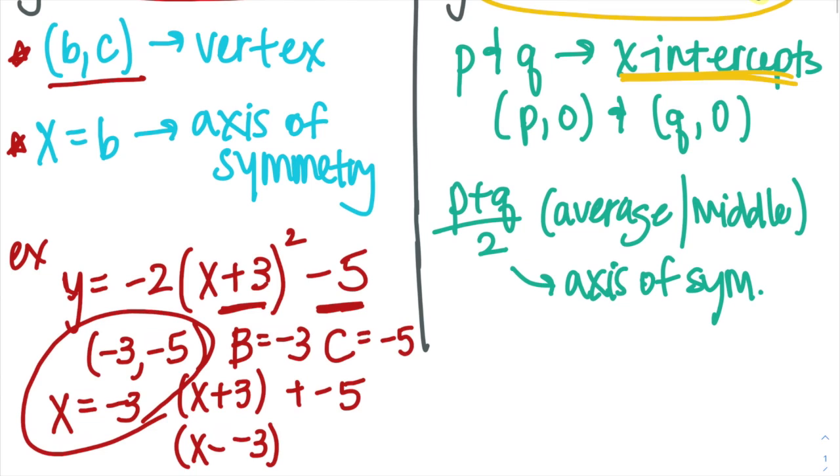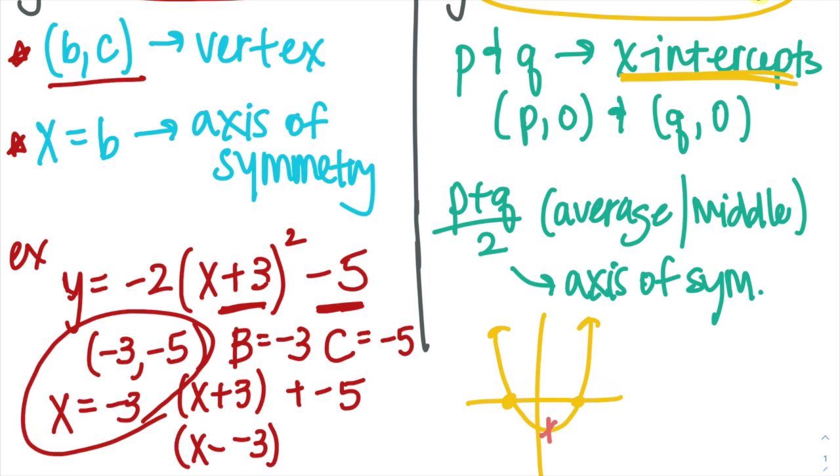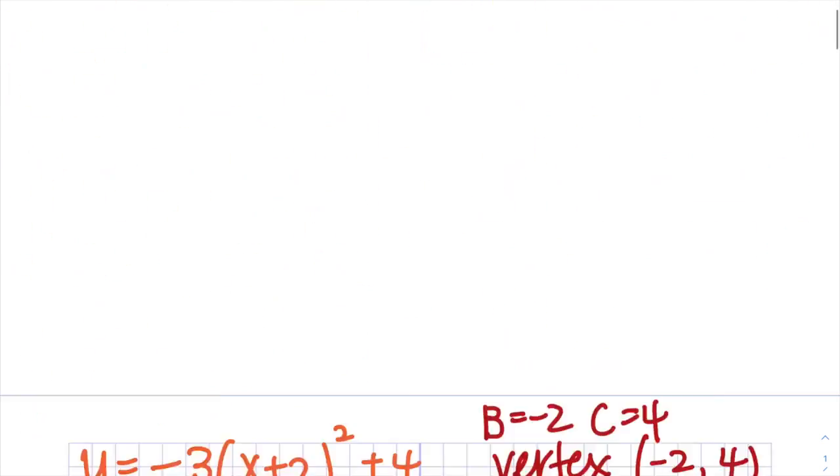The only thing we need now is our axis of symmetry or our vertex. Well, when you graph a quadratic and you have your two x-intercepts, the vertex is right in the middle of those two numbers. So if you find the average of them, p plus q divided by 2, that tells you where your axis of symmetry is and your vertex. Let's do 3 examples.